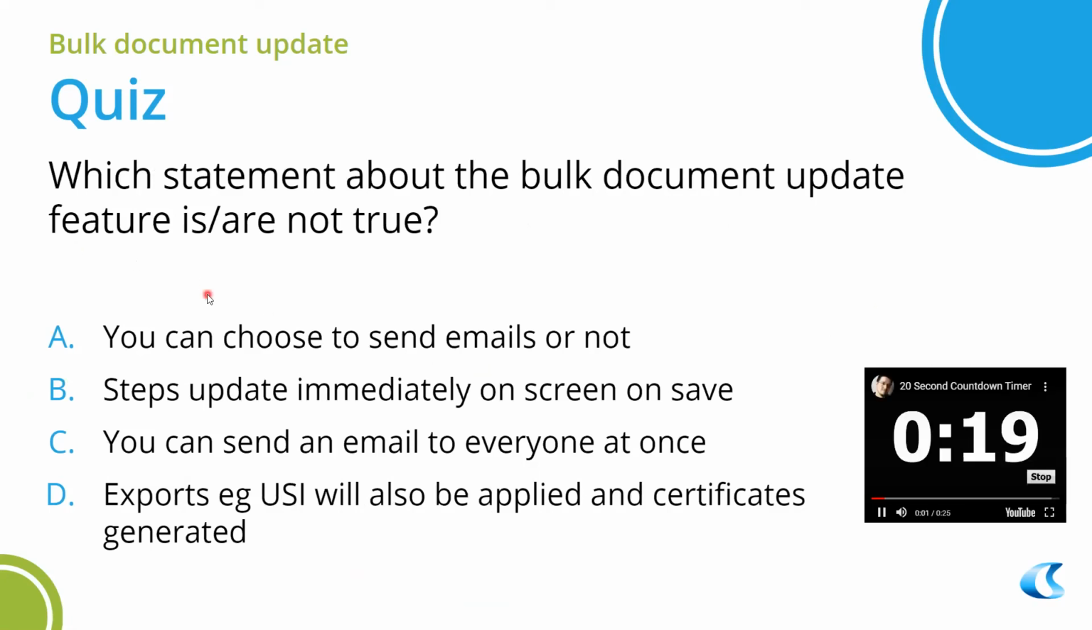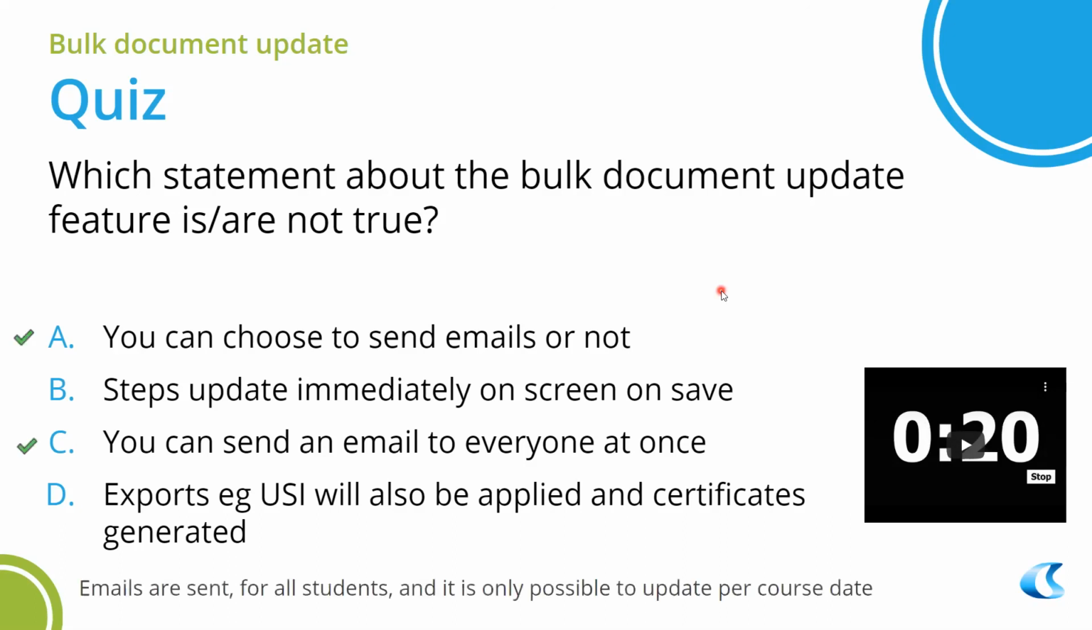Here's another question. Which statement about the bulk document update feature is or are not true? A, you can choose to send emails or not. B, steps update immediately on screen on save. C, you can send an email to everyone at once. D, exports, for example USI, will also be applied and certificates generated, which is not true. There you go. These are the 2 that aren't true.